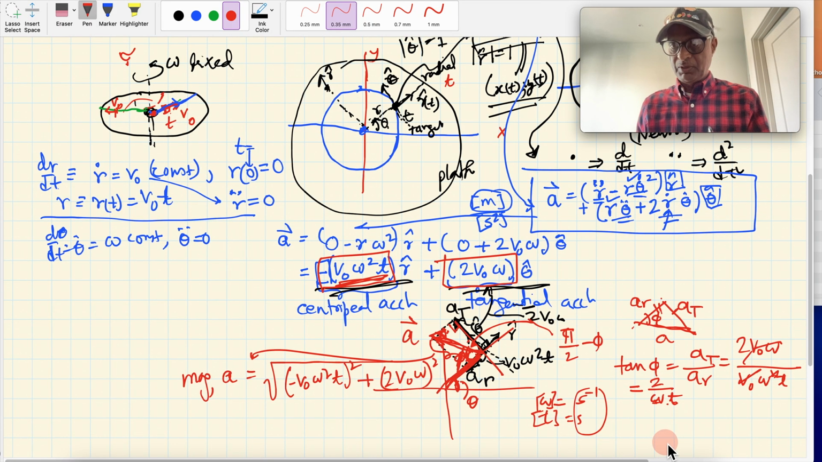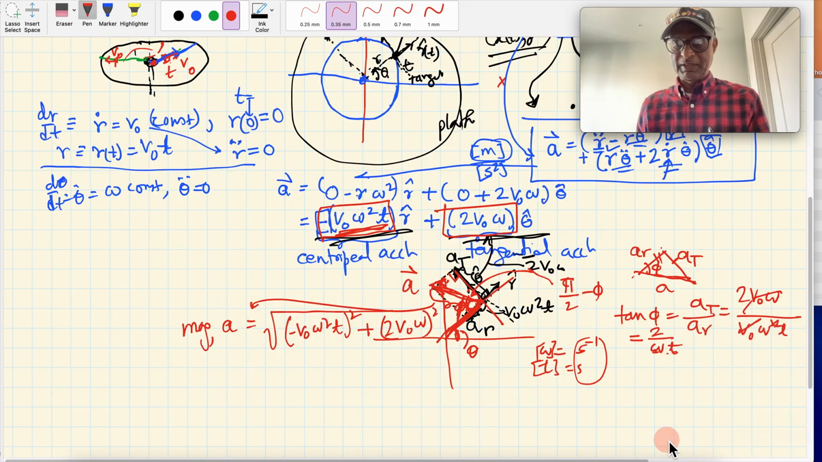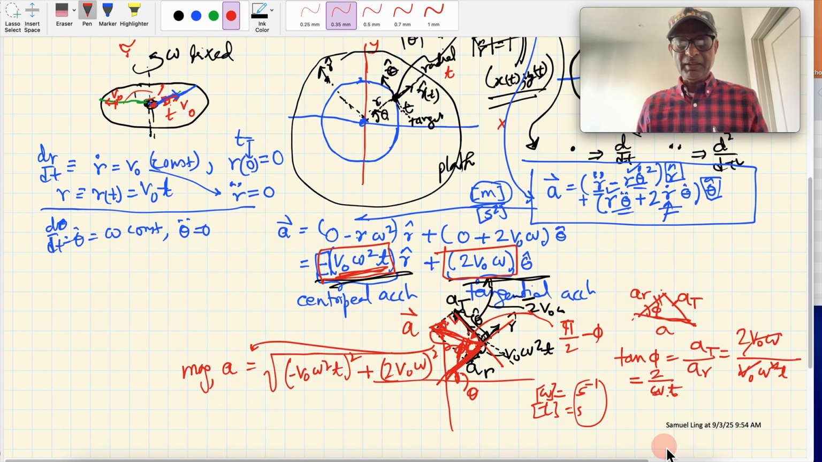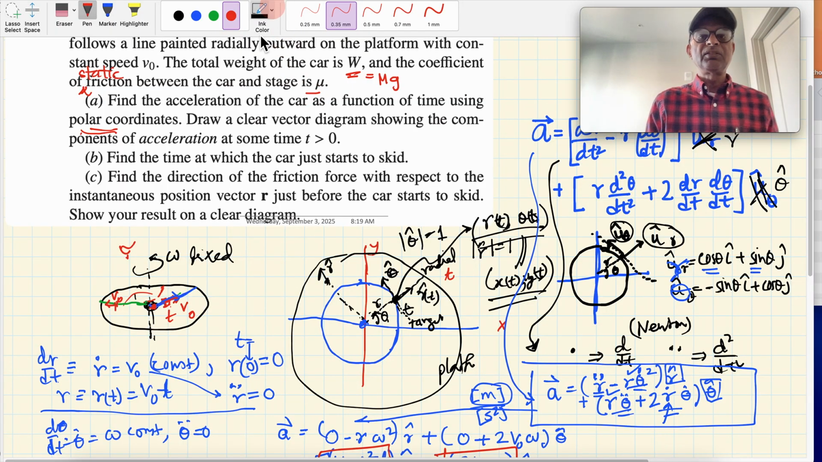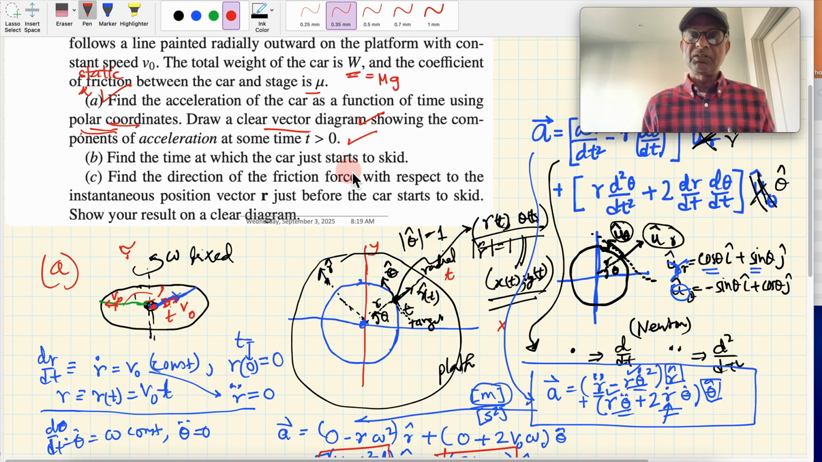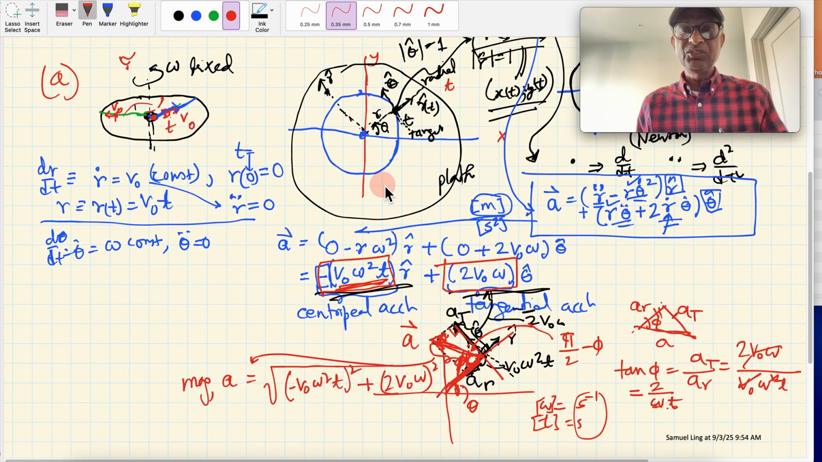We're doing a challenging problem, so we don't need to just, all right. So it says find the acceleration of the car as a function of time, which we did in polar coordinates. Draw a clear vector diagram at some time t greater than 0. So that's what we did. Then there's a, so that was A. Find the time at which the car just starts to skid. Okay.